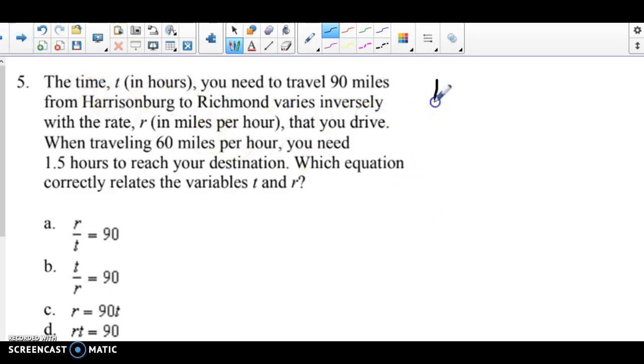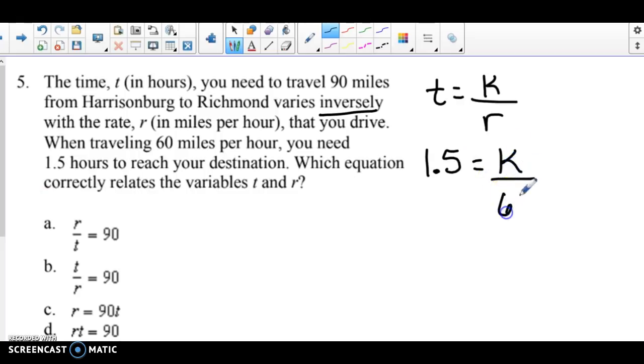Here is a direct or a variation problem. The time t in hours you need to travel 90 miles varies inversely. Inverse variation is k, and it varies with the rate. So there's my problem there. And it says when you travel 60 miles per hour, so that's my r, it takes you 1.5 hours to reach. So I'm going to do 1.5 as my time, and I'm looking for k in this one.